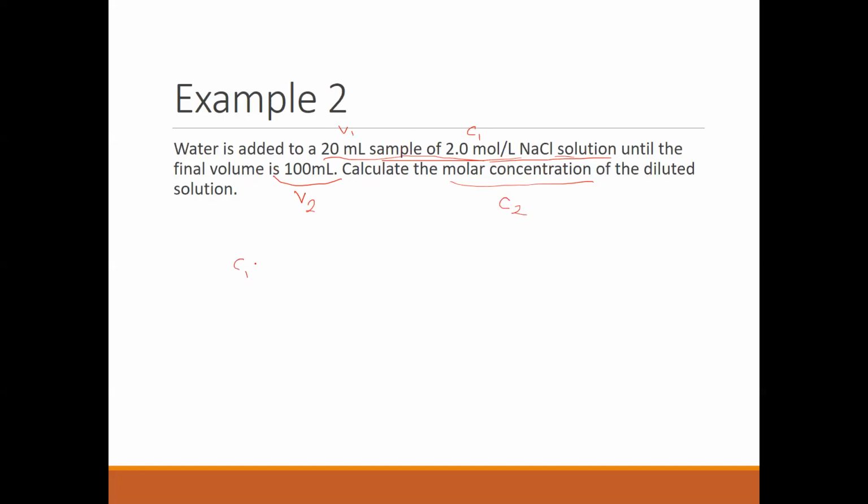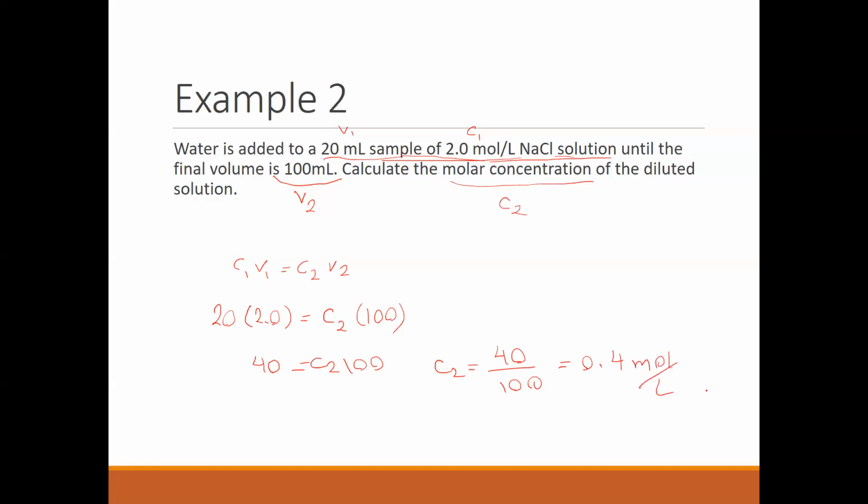So we say C1V1 equals C2V2. It means 20 times 2 equals C2 times 100. As a result, 40 equals C2 times 100, so C2 becomes 40 divided by 100, which is 0.4 mole per liter.